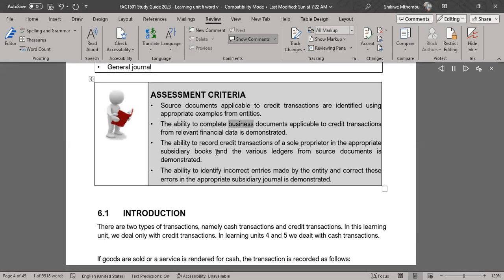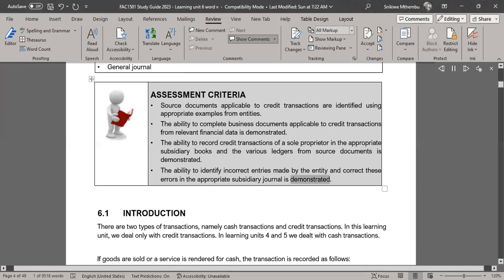The ability to complete business documents applicable to credit transactions from relevant financial data is demonstrated. The ability to record credit transactions of a sole proprietor in the appropriate subsidiary books and the various ledgers from source documents is demonstrated. The ability to identify incorrect entries made by the entity and correct these errors in the appropriate subsidiary journal is demonstrated.